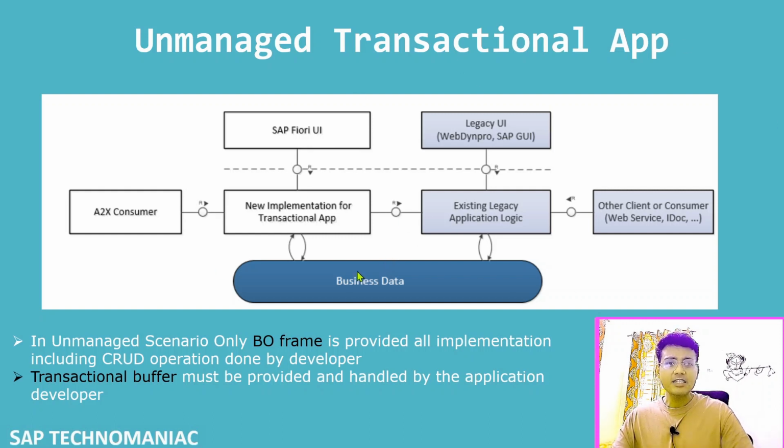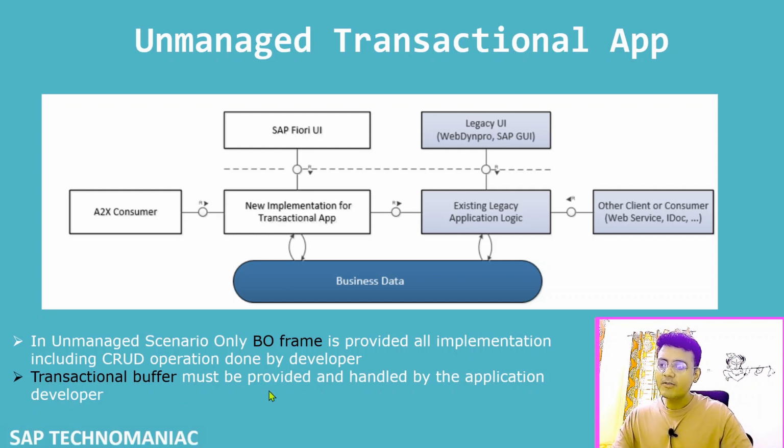In an unmanaged application, when you create it, only the BO frame is provided. It shows where you have to write for the create operation, where you have to write for the update operation, where you have to write for the read and delete operations. Those methods are provided. You go and write whatever way you want, but you have to follow RAP constraints. You should not write any modify or delete statement. You should not write any commit work, because these are in the transactional phase. Those methods will be provided. You can write whatever you want to do.